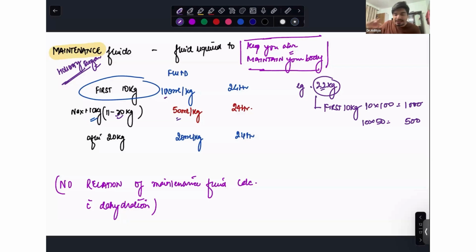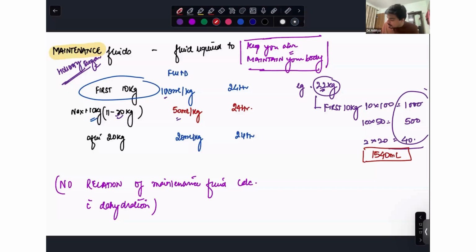After 20, every kg is 20. So 2 kgs are left. So 2 into 20 is 40. So add all this up. It will become 1540 ml. So this will be the maintenance fluid that will be required in 24 hours for a 22 kg child. That's how you calculate it.